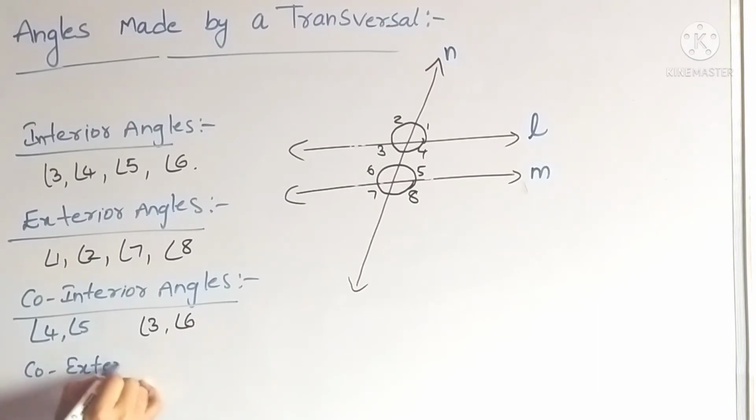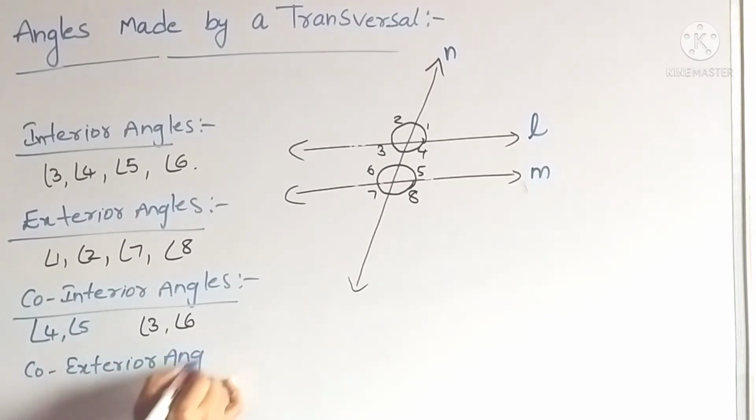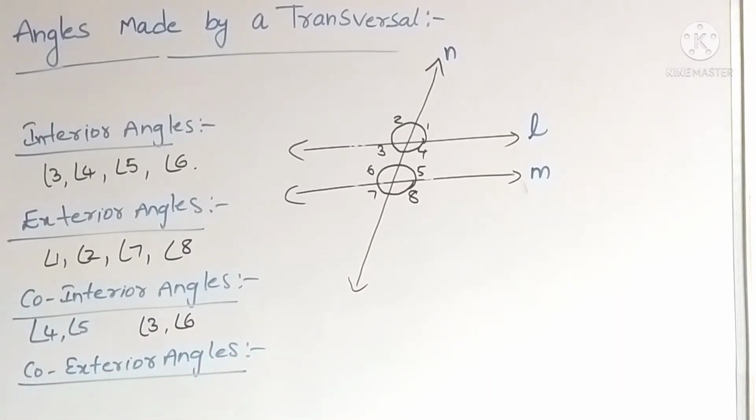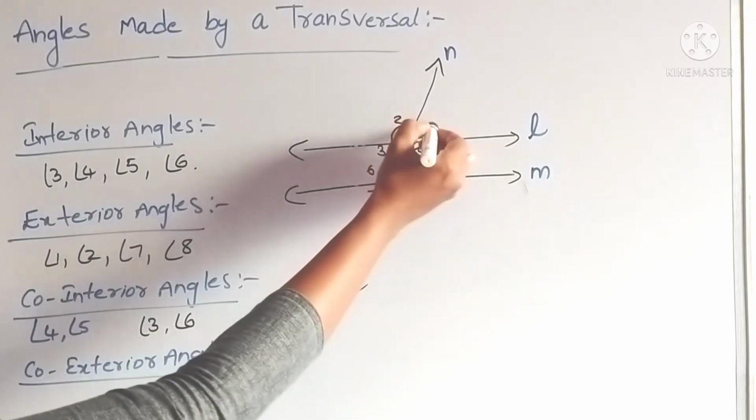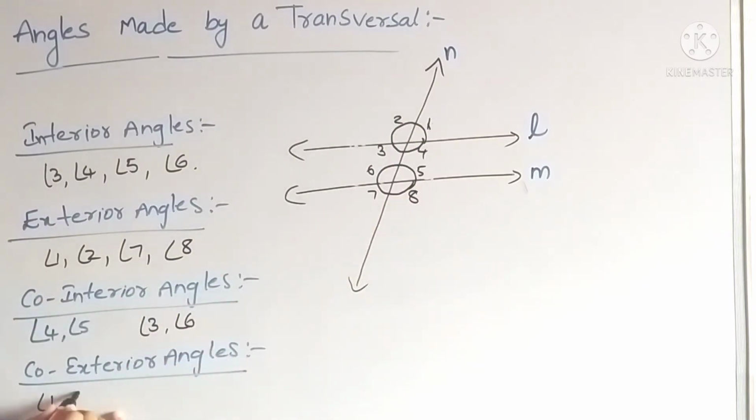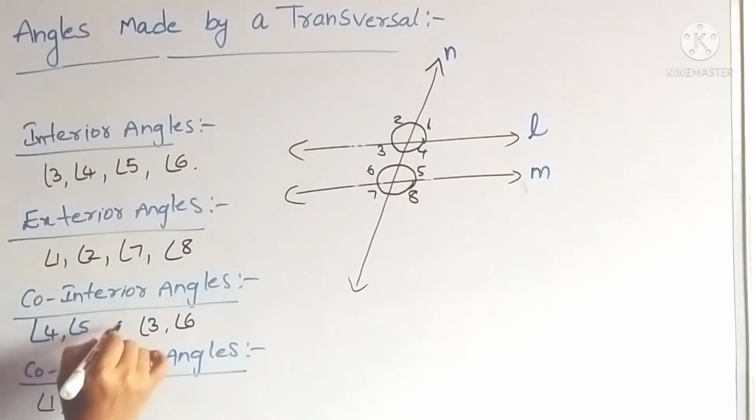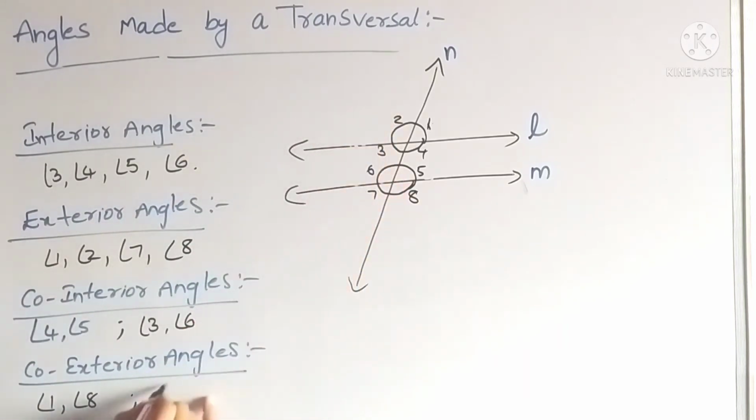Similarly, co-exterior angles. Exterior angles which lie on the same side of the transversal are called co-exterior angles. So what are the co-exterior angle pairs? Angle 1, angle 8, this is one pair, and angle 2, angle 7, this is another pair. So co-exterior angles means the exterior angles which lie on the same side of the transversal line. Co-interior angles means the interior angles which lie on the same side of the transversal line.